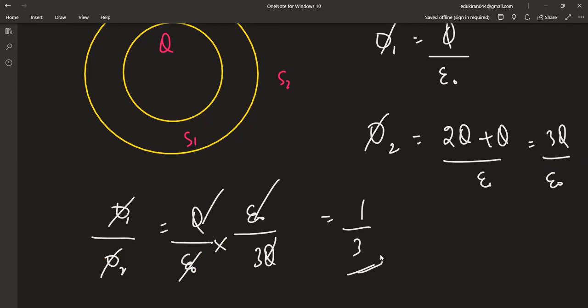Clear? Then optional question says, derive an expression for torque experienced by an electric dipole. This derivation we have done in the class. Right? That would be clear to you, I hope.